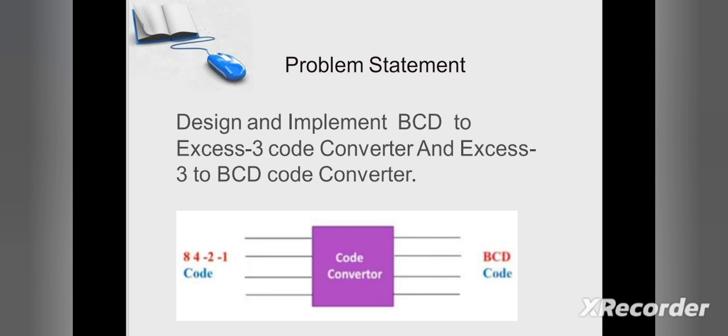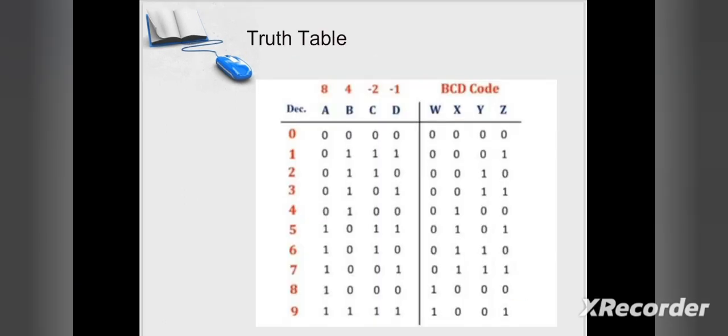Now we see the problem statement: design and implement a BCD to XS3 code converter and an XS3 to BCD code converter. Here we have inputs like 8, 4, -2, -1, hence the number of inputs is 4, and in BCD code the output is 4, hence the number of outputs is 4. Next we go to the truth table.